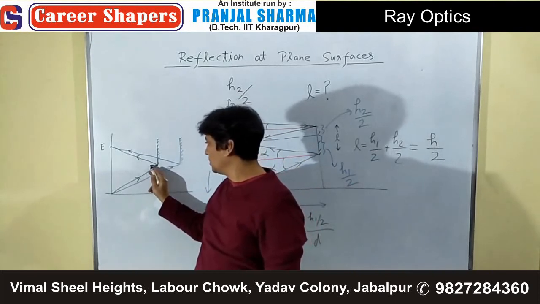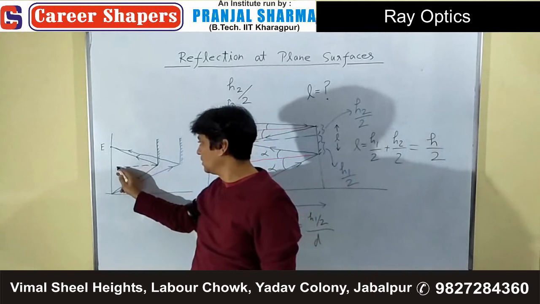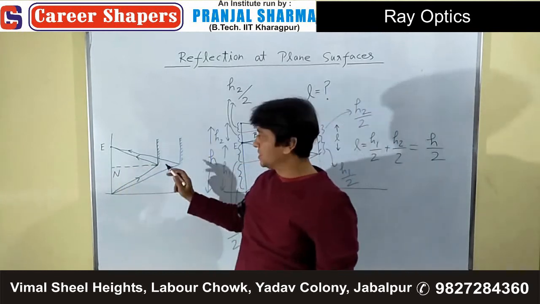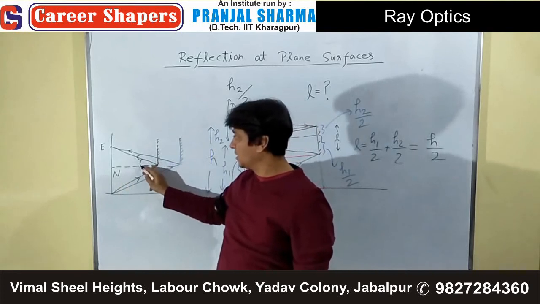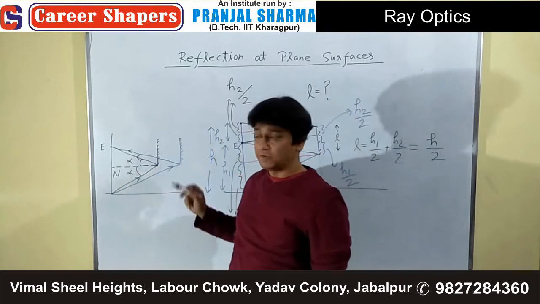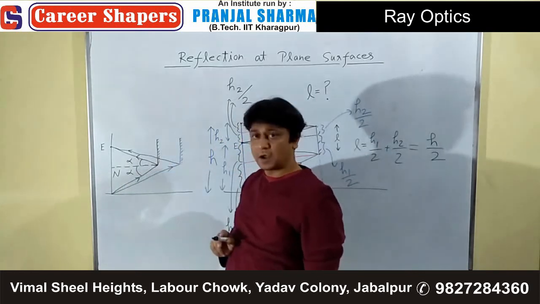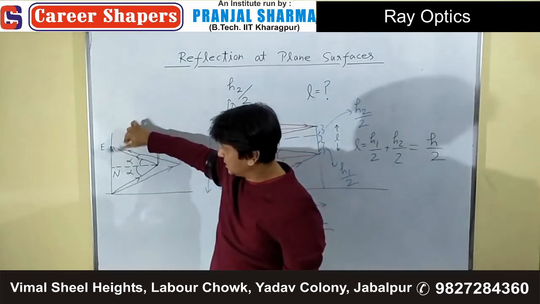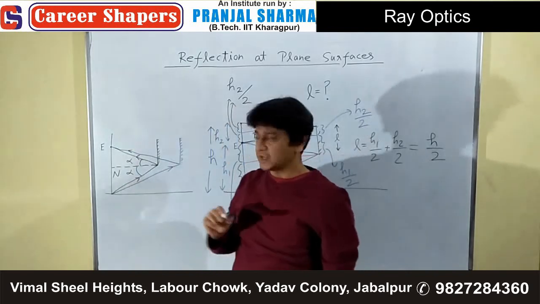This is your normal. ये जो अपना normal है, इस normal की वजह से क्या हुआ? अगर ये angle alpha था, तो फिर ये angle भी क्या था? Alpha था. Reflection, incident ray, reflected ray. Which tells us what? Which tells us what? This height, they both are same.